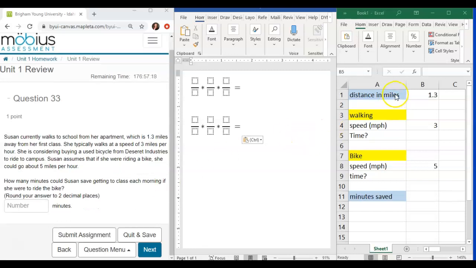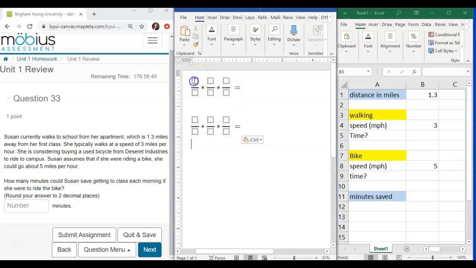Over here, I've gathered some of the information: the distance she needs to travel is 1.3 miles. Walking, she can walk at 3 miles per hour. We're looking for the time so that we can compare how many minutes she can save from one to the next. And for the bike, the speed is 5 miles per hour, and we need the time here. However, you'll notice that we're looking for the minutes saved and the speed was given in miles per hour. So we're going to need to do some conversions.